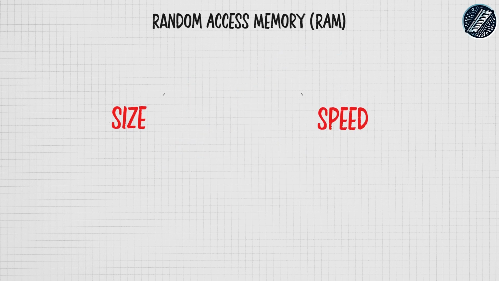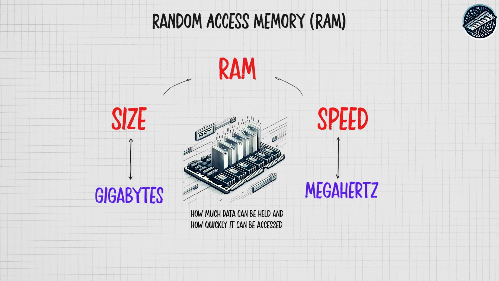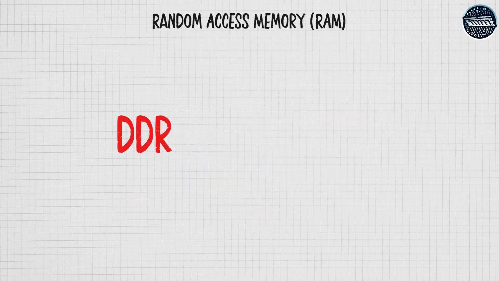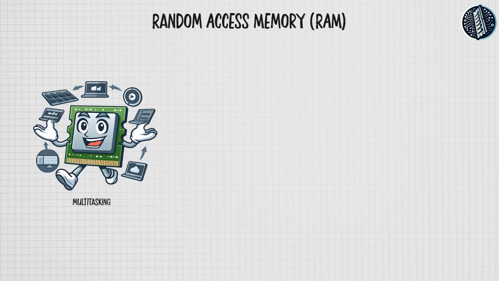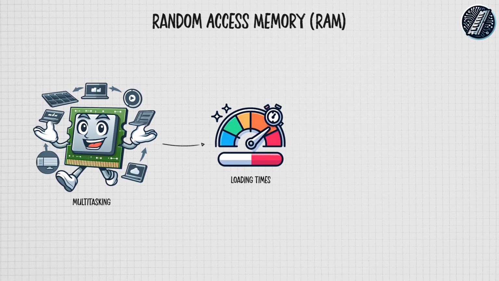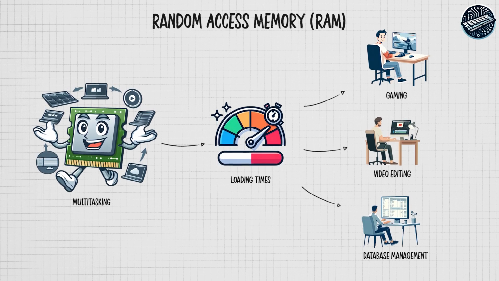The size and speed of RAM, measured in gigabytes and megahertz respectively, determine how much data can be held and how quickly it can be accessed. Modern systems use DDR, double data rate RAM, with versions like DDR4 and DDR5 offering improved bandwidth and efficiency. Adequate and high-speed RAM allows for smoother multitasking, faster application loading times, and enhanced performance in memory-intensive tasks such as gaming, video editing, and large database management.